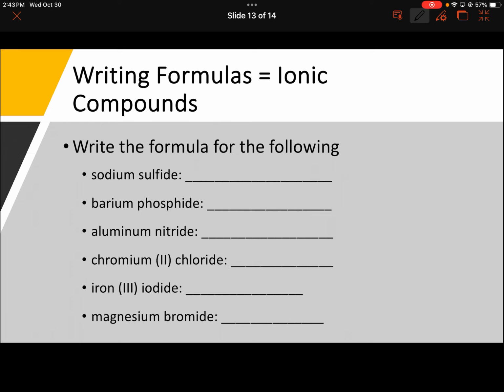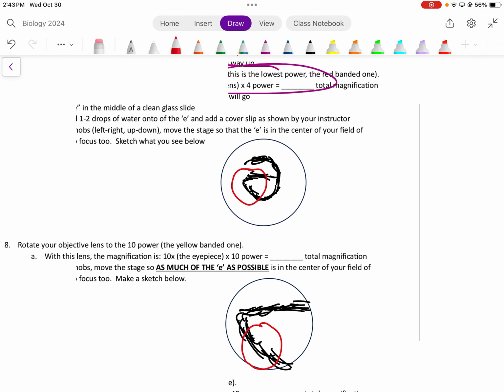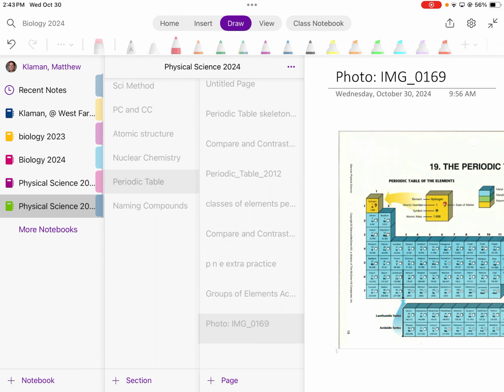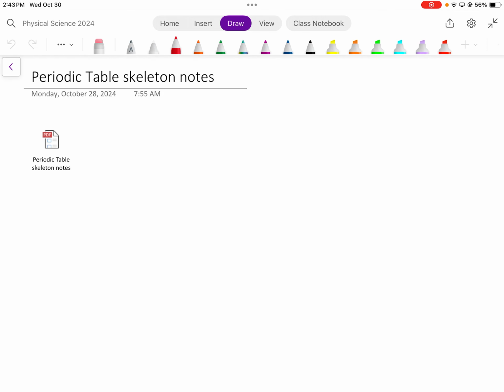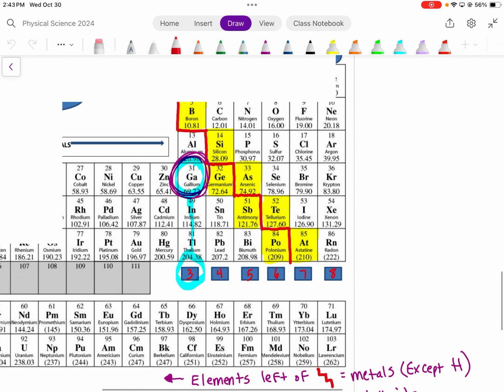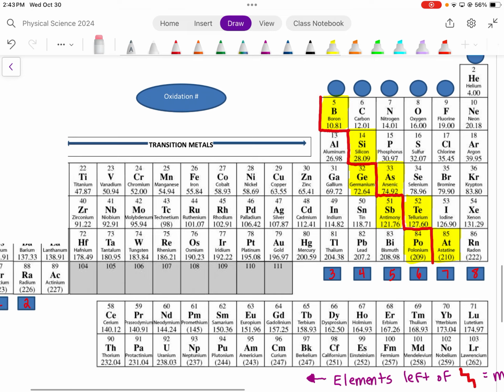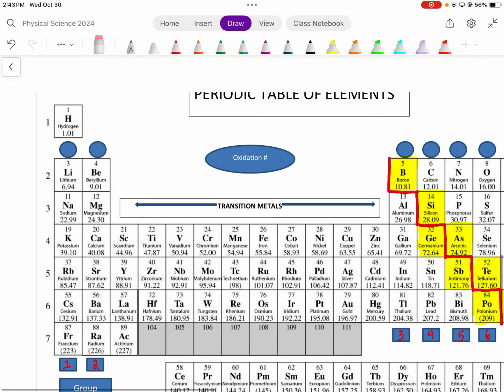So writing the formulas for these ionic compounds, we'll need our periodic tables. And so the element written first is positive, and the element written second is negative. And so I'm going to go to my periodic table, get the symbol and the charge for sodium and sulfide. So I go to my periodic table. So sodium.